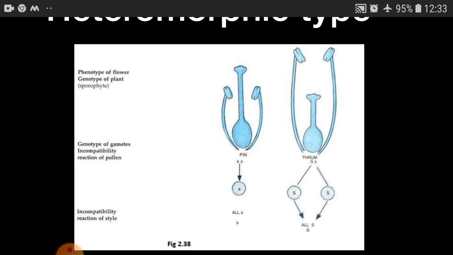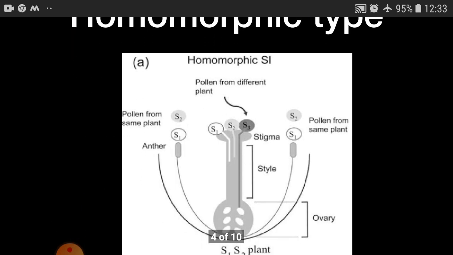It can also be of the homomorphic type. In homomorphic type, the two or more mating types within a species are morphologically indistinguishable. They require proper breeding tests. Based on the facts of pollen grain, the self incompatibility is divided into these two types.